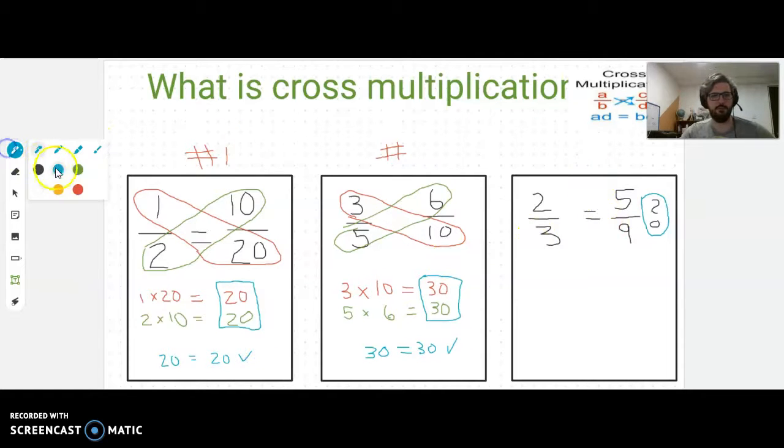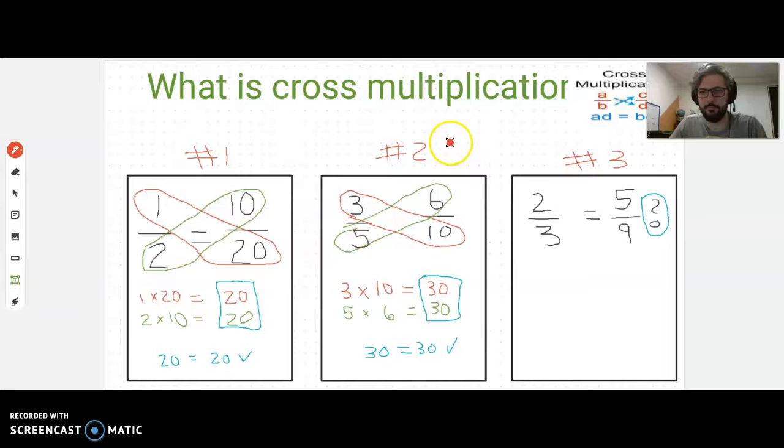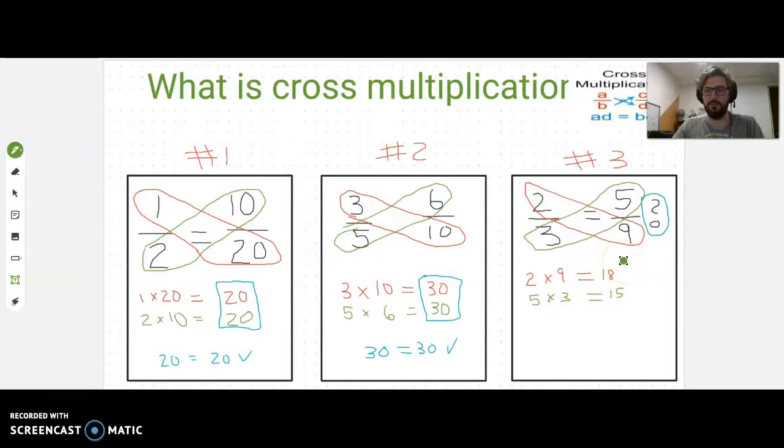Now let's look at example number 3. Oops, I forgot to label that one. That's number 2. In example number 3, I want you to take a peek at that and tell me if you think those are equivalent. So you probably have seen that I've made a mistake here. It shouldn't be 5 over 9. Watch what happens when we cross multiply. So 2 times 9 rather is 18, and 5 times 3 is 15. Because the answers are not the same, 15 and 18 are different, you know something went wrong.